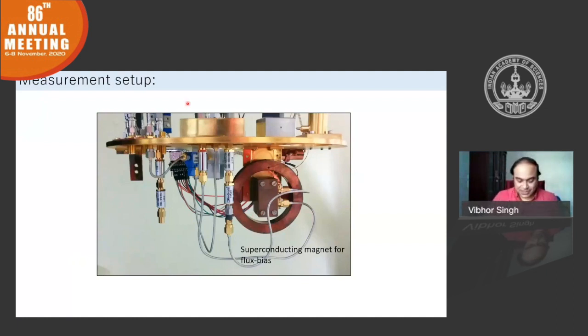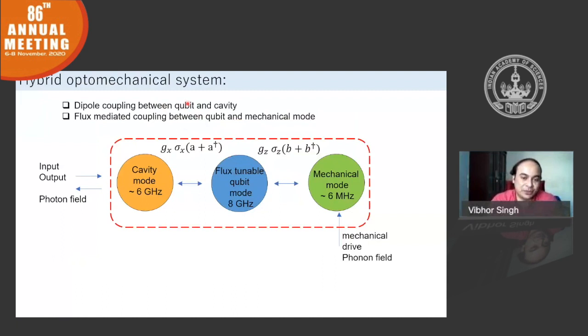All right. So just to summarize what kind of device we are looking at, we have a flux tunable qubit mode, which is designed to be a transmon of frequency something like 8 gigahertz. It is coupled to a cavity mode which is designed at 6 gigahertz through this dipolar coupling. And since the frequency of the qubit is modulated by a mechanical mode, there is also a longitudinal coupling between this qubit and the mechanical mode. In addition, we have access to both the photon drive and phonon drive at will.